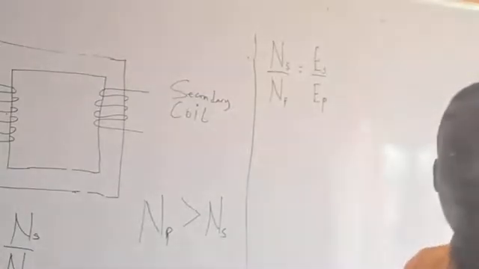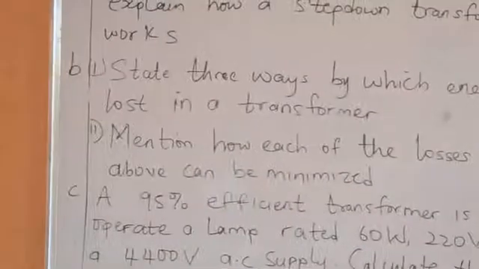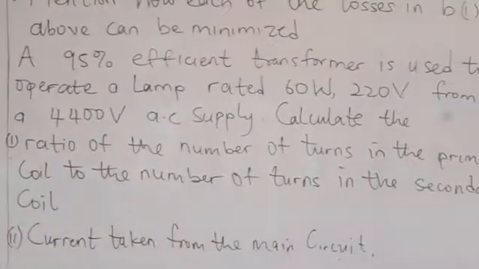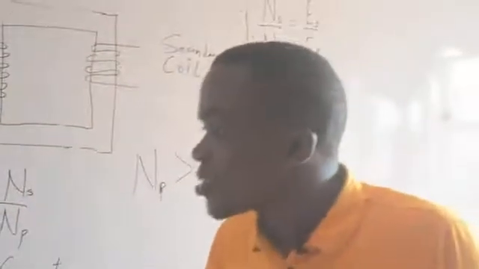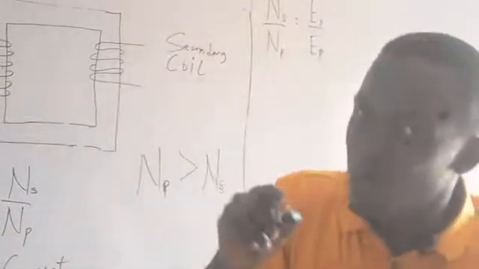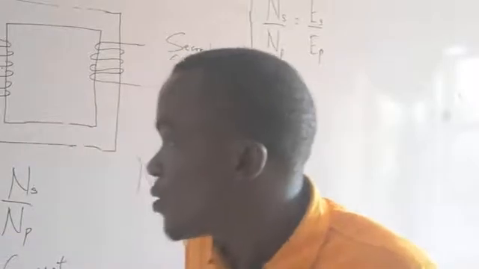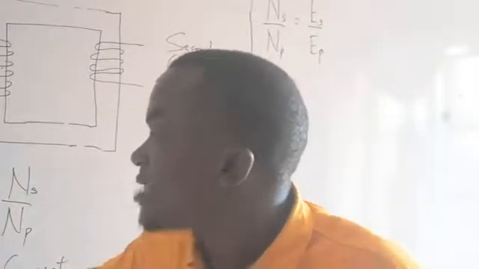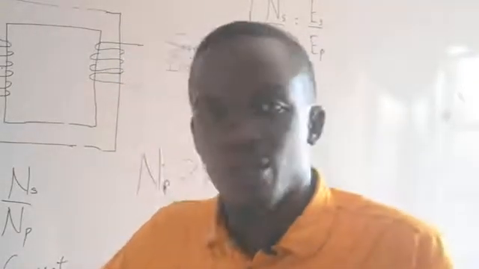Now, this is how we are to know which is going to be secondary or primary. A 95% efficient transformer is used to operate a lamp rated. Now, if the transformer is used to operate a lamp, take note, the transformer is deriving its source from somewhere. That source can be referred to as the mains, or as the source for the supply. So what do we do? If we are told that the lamp was rated 60 watt, 220 volts, automatically, we are being told that the secondary voltage is 220.